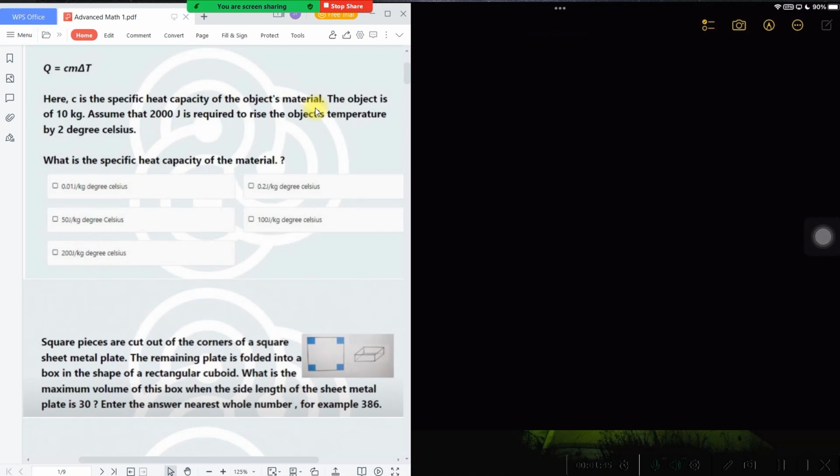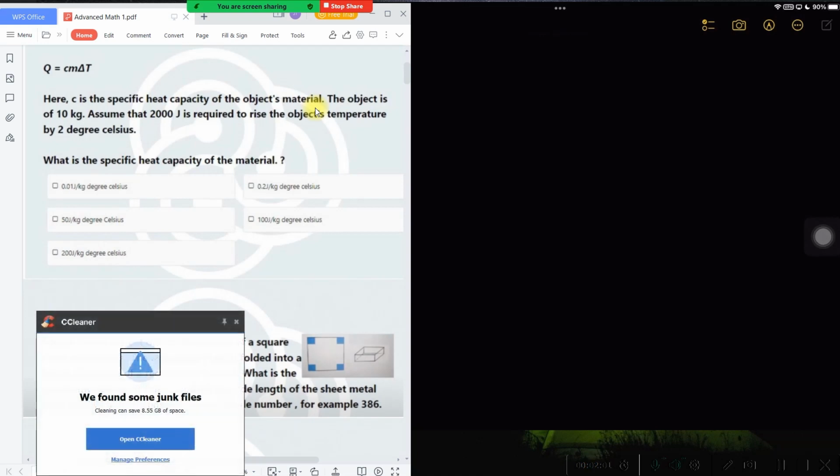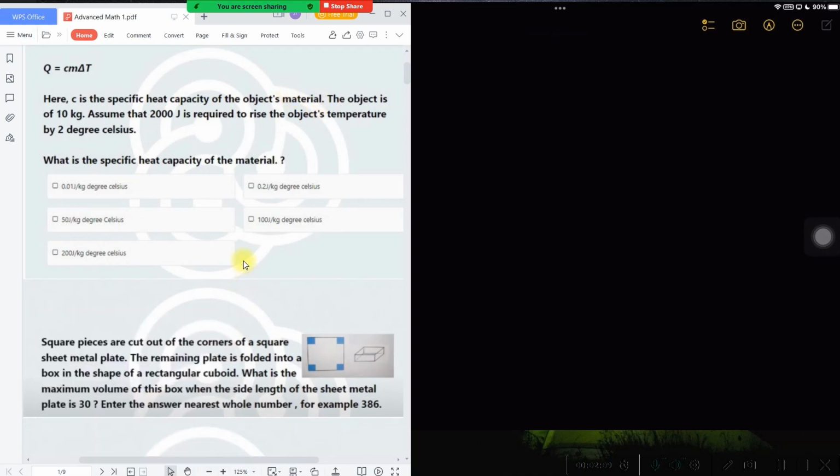What is M? The M is the mass of a substance. M là cái khối lượng của cái substance đó. And remember, they should all have the same units, okay? Chúng nó có cùng một cái đơn vị nha. Assume that 2000 joules is required to rise the object's temperature by 2 degrees Celsius. Bây giờ cứ coi như là chúng ta cần đến 2000 joule, tức là cái Q á, cần 2000 joule để mà làm gia tăng cái nhiệt độ của vật thể này lên 2 độ C. Thì nó hỏi what is the specific heat capacity of the material? Nó hỏi cái nhiệt dung riêng C của cái vật liệu là bao nhiêu?